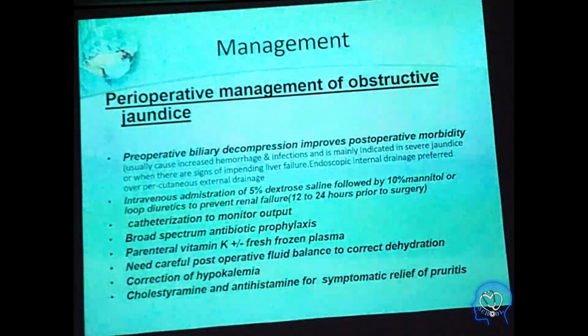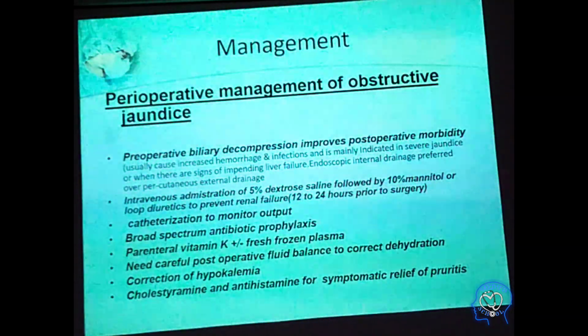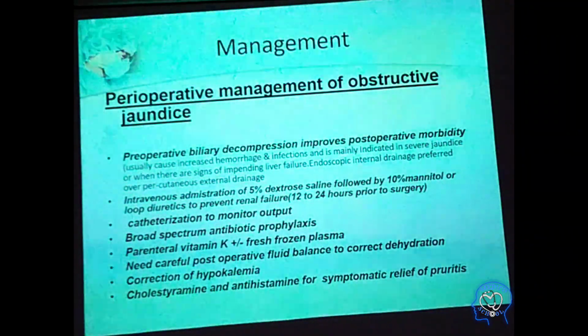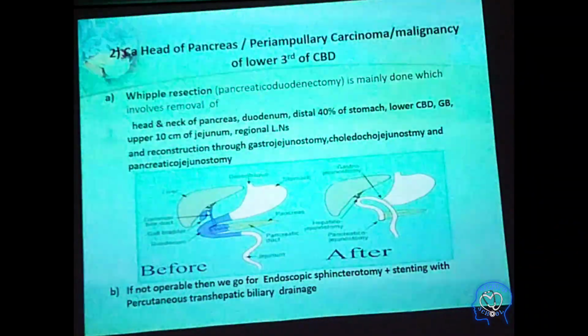If hypokalemia is present, we need to correct it, and we have to see whether the patient is complaining of so much itching, and if itching is present at the trunk region or at the limbs, then we have to add corticosteroid.